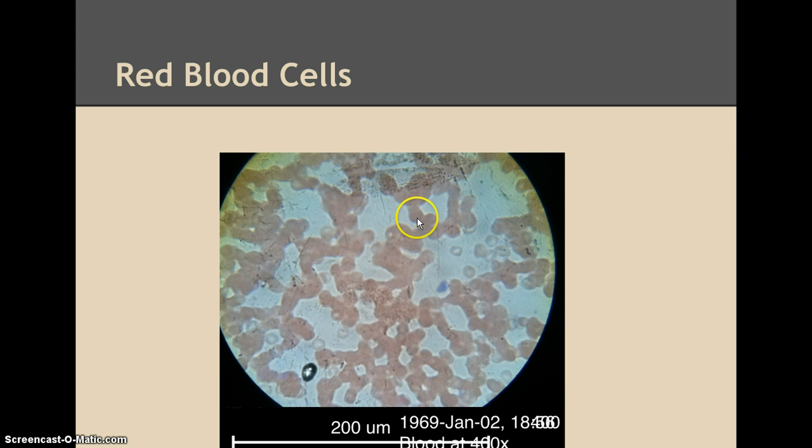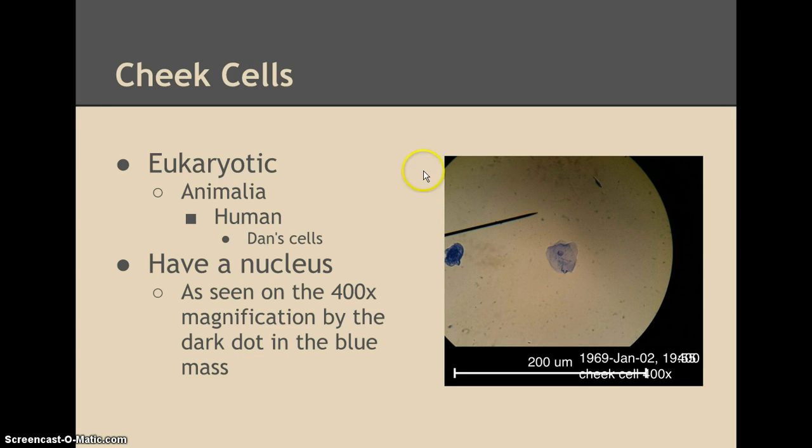Here you can very vaguely, I don't know if it's clear to make out, but see our dark patch in the middle, because we know that red blood cells in this state have their nucleus removed, so they have a well in the middle. So the cheek cells are, of course, eukaryotic. They're from Animalia, a human, me. They have a nucleus. As you can see, this is 400 times magnification. This dark blue dot is the nucleus. We definitely know this is a eukaryotic cell because it's a very compact region. And also notice that this cell does not have a cell wall.